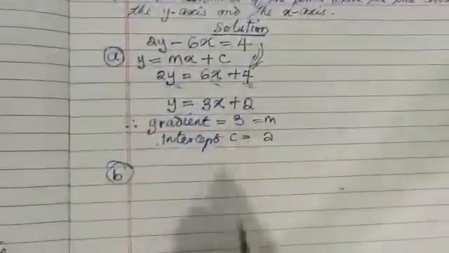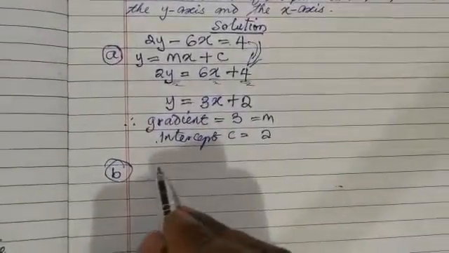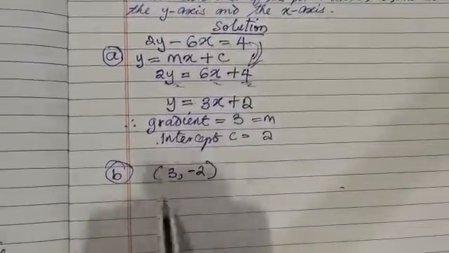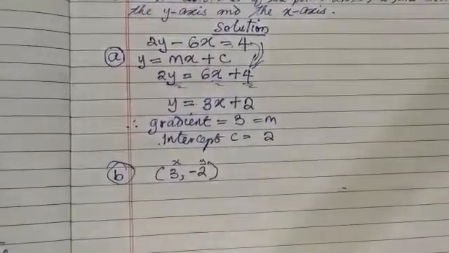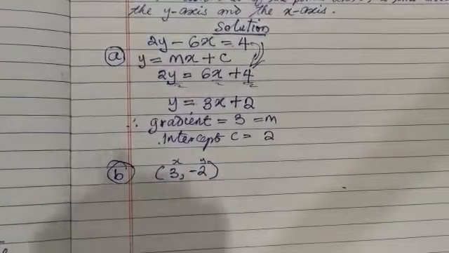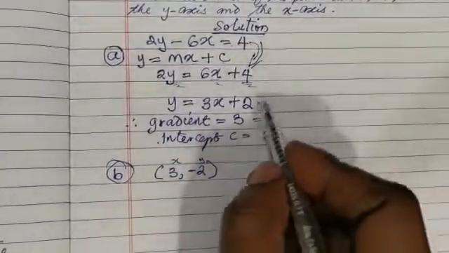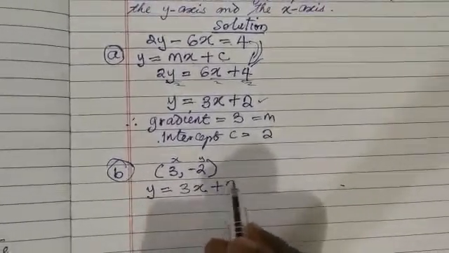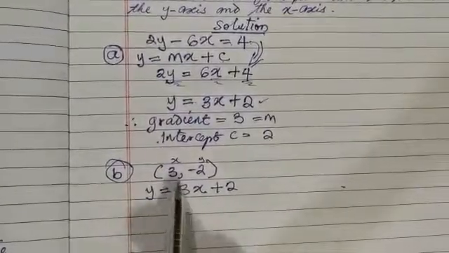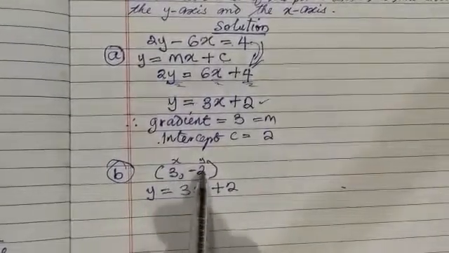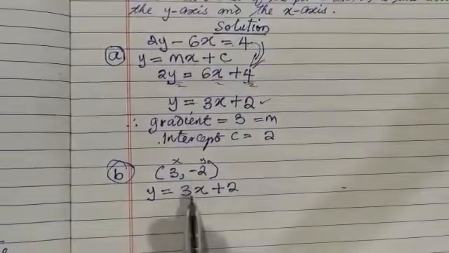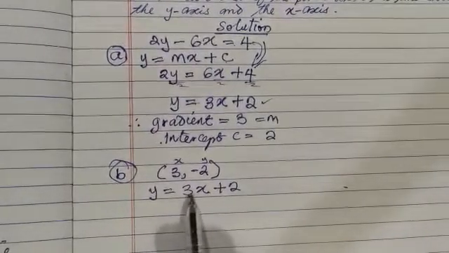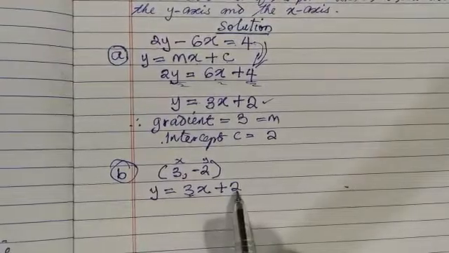(3, -2). The equation of a parallel line passing through (3, -2). As I said, x comes first. That means this is x and this is y. The equation of the line we are given is y is equal to 3x plus 2. For you to find the equation of the line that passes through this coordinate, since they are parallel, they must have the same gradient, but the intercept is different.